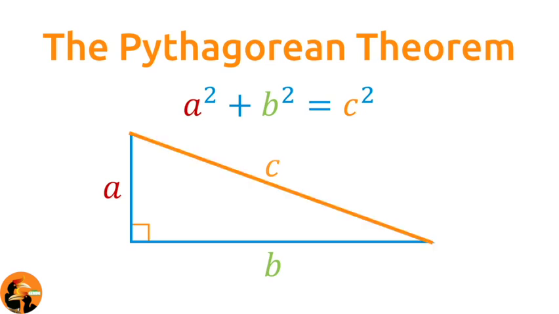Remember that the hypotenuse is the longest side of the triangle and is across from the right angle, while the legs are the other two sides in the triangle that form the right angle. In this triangle, the legs are labeled A and B, and the hypotenuse is C. So the Pythagorean theorem tells us that A squared plus B squared equals C squared.